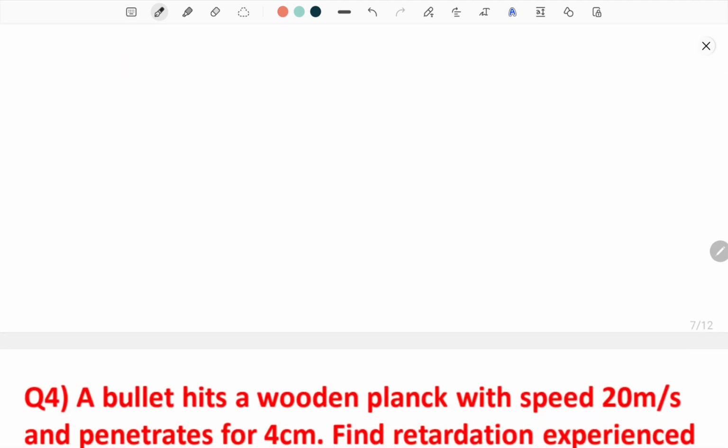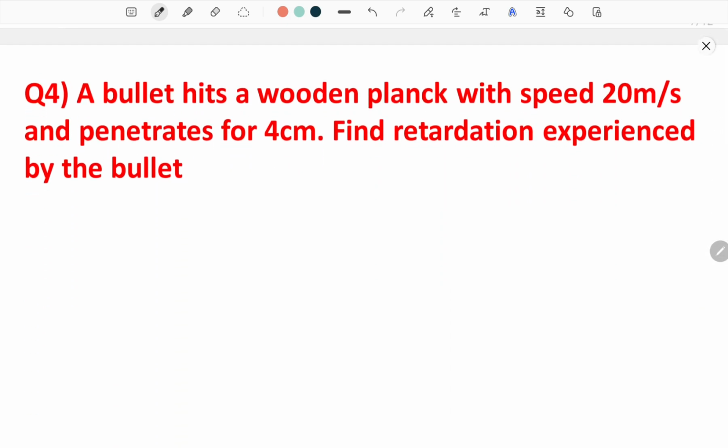Moving forward to fourth question. Here is the fourth question. Have a look at this. A bullet hits a wooden plank. Wooden plank means some wood, okay, some thick wood. A bullet hits a wooden plank with the speed 20 meter per second. I mean the initial velocity with what it is hitting is 20 meter per second. Initial velocity is 20 meter per second.